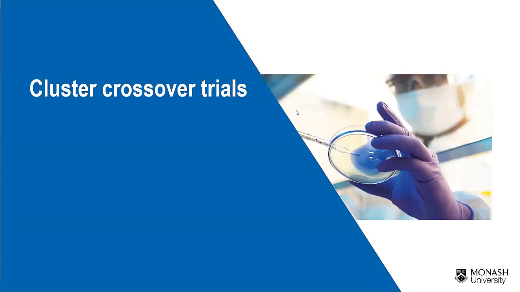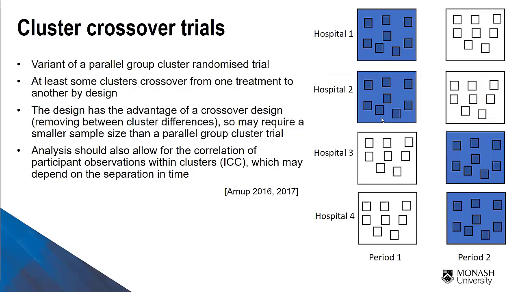Okay, now I just want to briefly touch on cluster crossover trials, which bring together, in some ways, what I've talked about to some degree with crossover trials and cluster trials. A cluster crossover trial is a variant of a parallel group cluster trial. Here we have an example with 4 hospitals. In the first period, hospitals 1 and 2 are receiving a particular intervention, and 3 and 4 are receiving another intervention. In the second period, hospital 1 receives the intervention that hospitals 3 and 4 had received in the first period, and vice versa for hospitals 3 and 4.